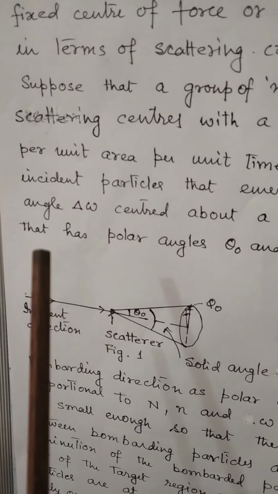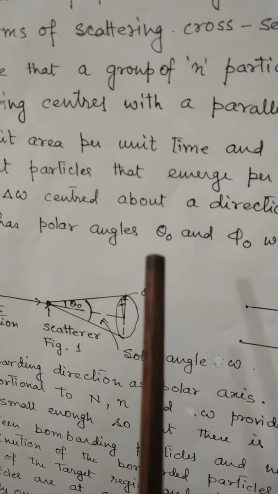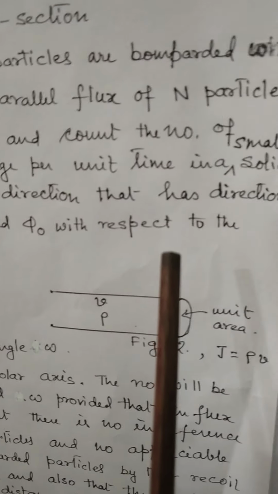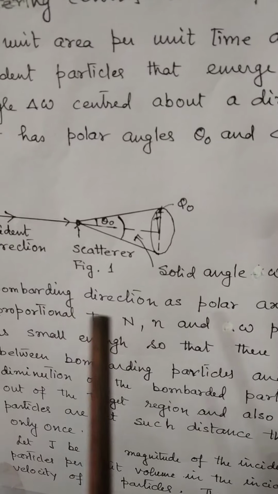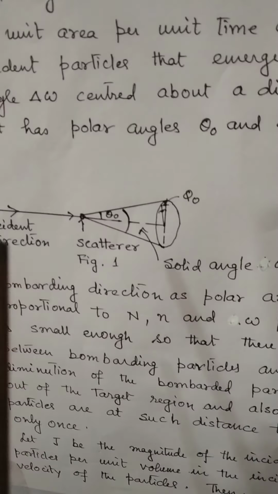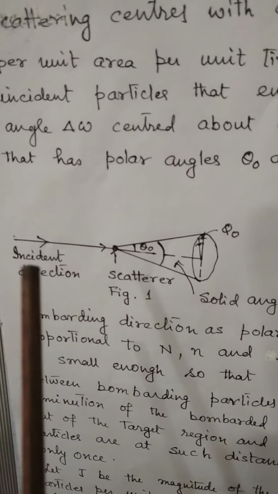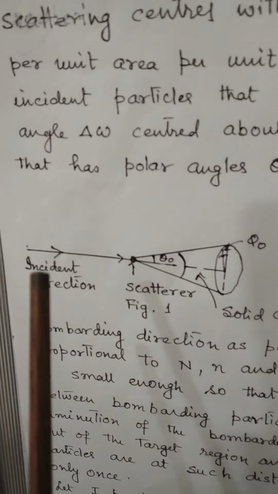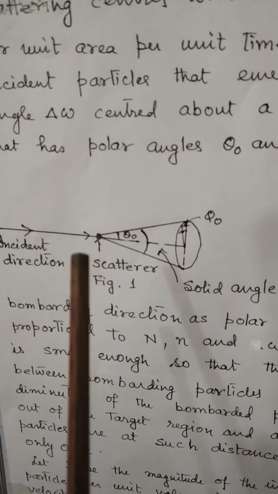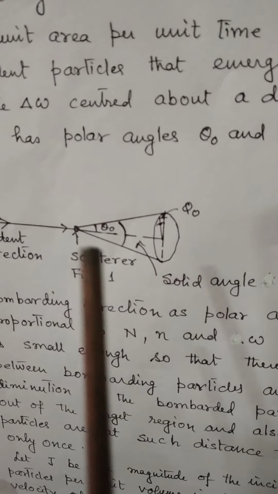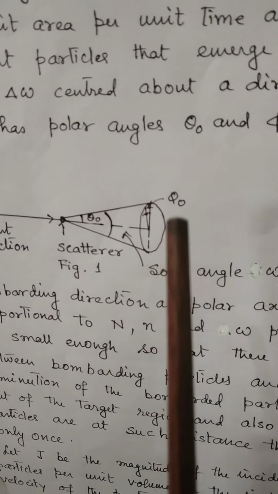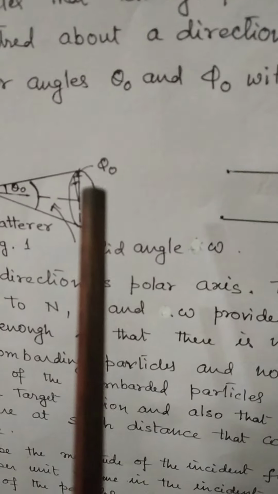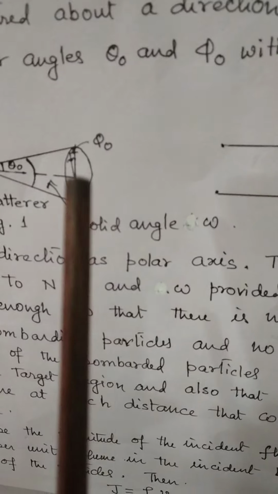polar angles theta 0 and phi 0 with respect to the bombarding direction as polar axis. This is shown in figure 1. The incident particle is coming along this direction, and this is the position of the scatterer. Now the cone formed here gives us the solid angle. Now the polar angles are theta 0 and phi 0, which are given here.